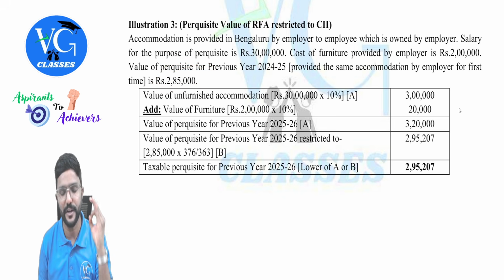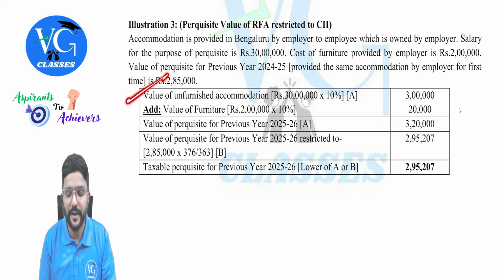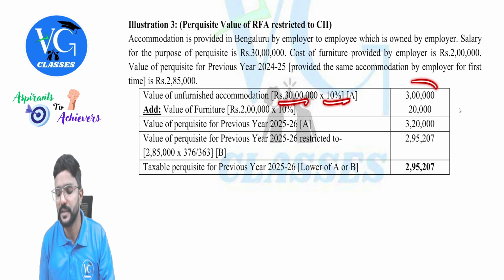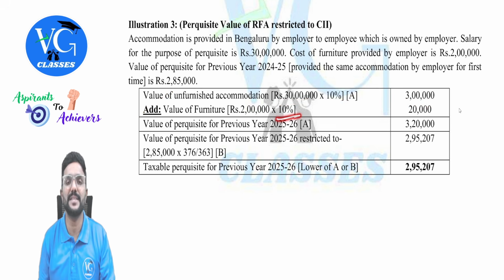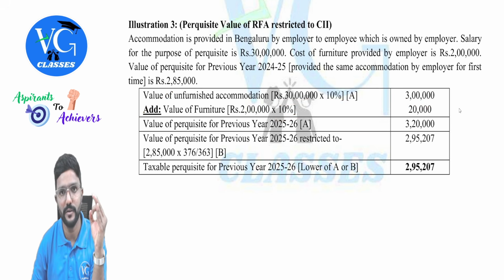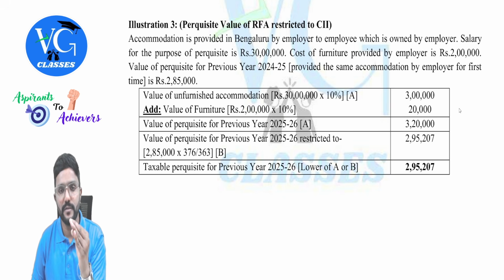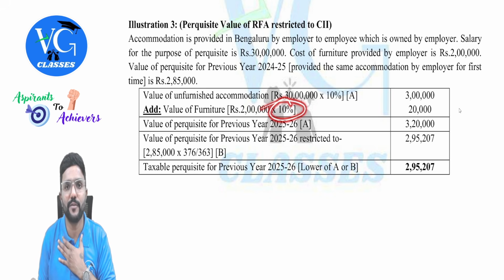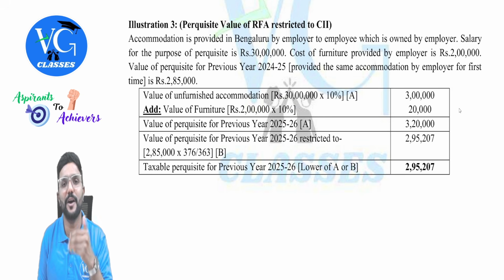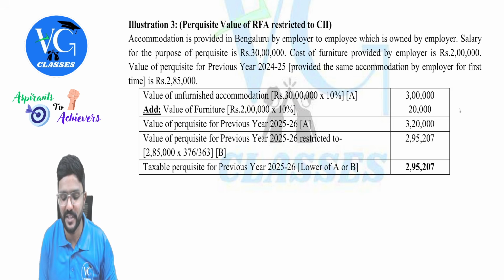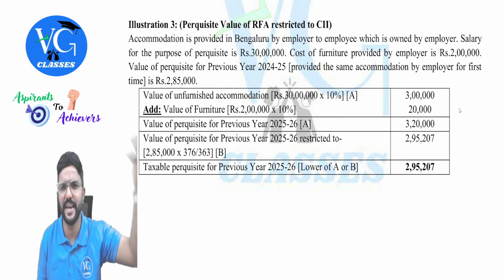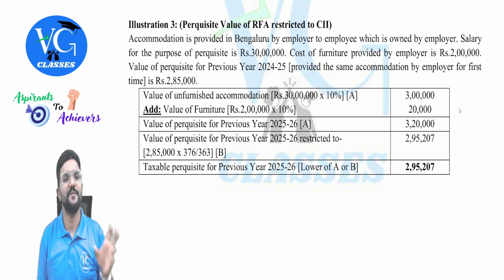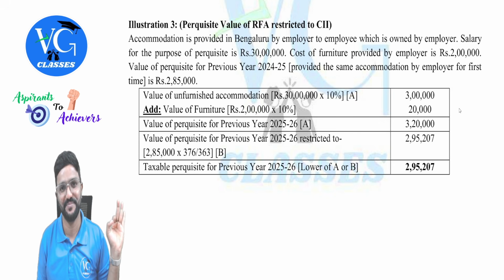Okay. First, let us do the valuation for current year. Value of unfurnished accommodation is 30 lakh into 10%, 3 lakh. Then value of furniture, as it is owned by the employer, we need to take 10% of cost of furniture. And guys, please be careful. Value of furniture for perquisite valuation, if the furniture is owned by employer, it is always 10% of cost, irrespective of where the accommodation is provided, in which city, what is the population. This will not change. Only for the accommodation, the percentage will change. That is 5 or 7.5% or 10%. Whereas for furniture, it is always 10%.